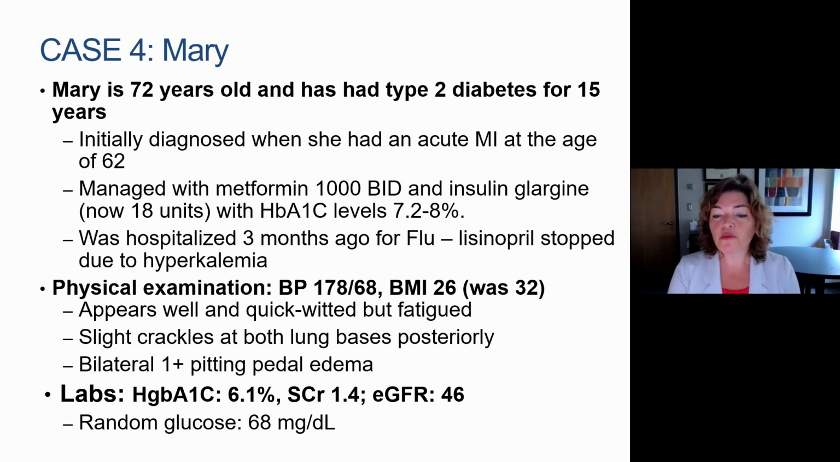On physical exam, her blood pressure is quite elevated. Her BMI, she's lost some weight. She does appear well despite this recent course, and she's still quick-witted, but she's fatigued. She has slight crackles at both lungs, bilaterally, posteriorly, and some pedal edema. Her A1C is 6.1 when you measure it, down from 7.2 to 8 in the past. Her creatinine is 1.4 and her GFR is 46. She also has a random glucose lower than target. Below 70 is too low.